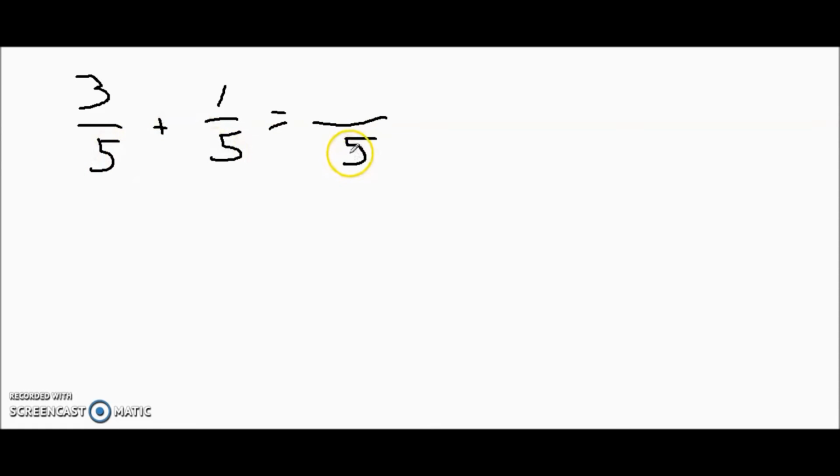The adding part comes in when we start looking at the numerators. So we're looking at the tops of the fractions. When we're adding, we're going to add the 3 and the 1. So we're going to get 4 out of 5. So that's going to be our fraction.